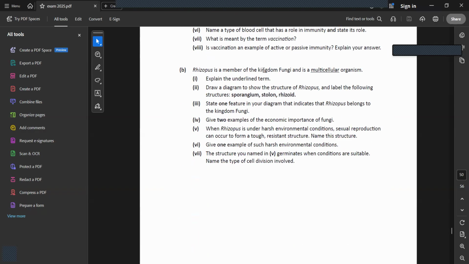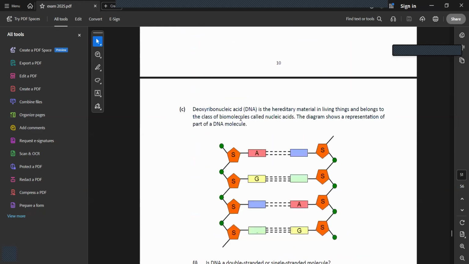For example, the 5 kingdoms, the fungi. For example, I'm not good at fungi. Let me see the next one. Oh, deoxyribonucleic acid. If you have already answered about genetics, of course, you will be good also in this one.